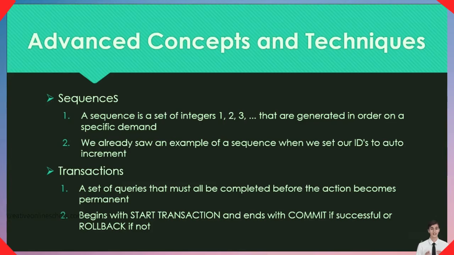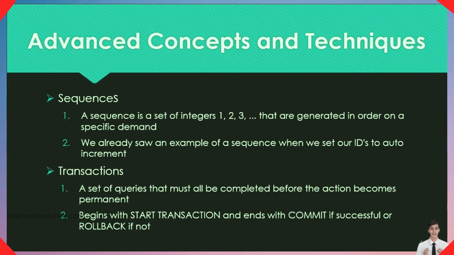One of the things that transactions are necessary for are things like auto-incrementing. The correct ID has to be determined, and then the insert has to happen. And we need to make sure that nothing happens in between, and so we can use a transaction. Transactions begin with the start transaction command and end with commit if the transaction was successful, or rollback if not. It will undo everything that happened within the transaction.